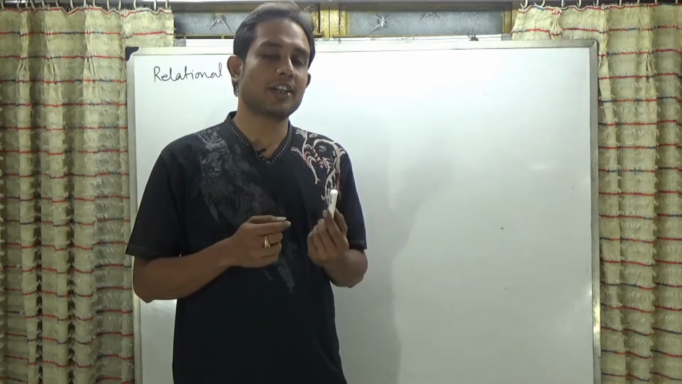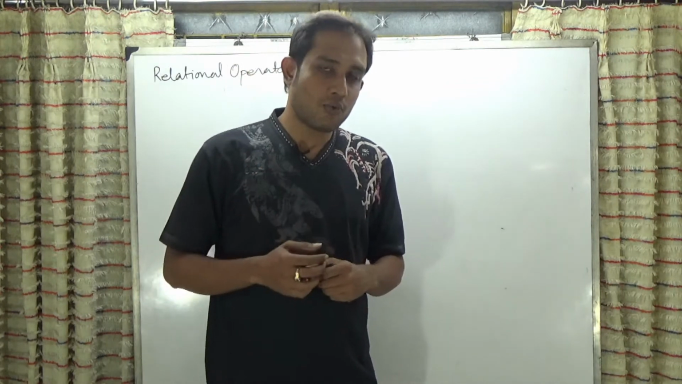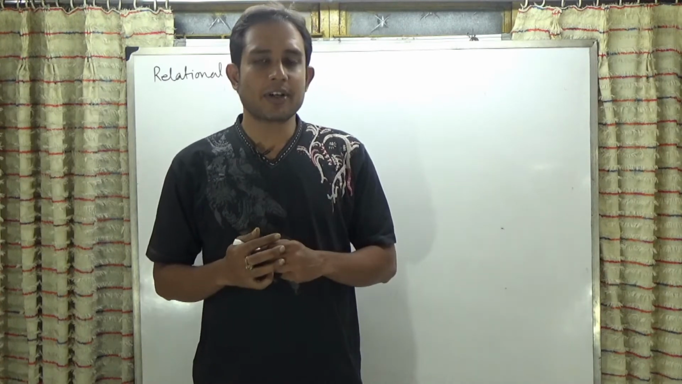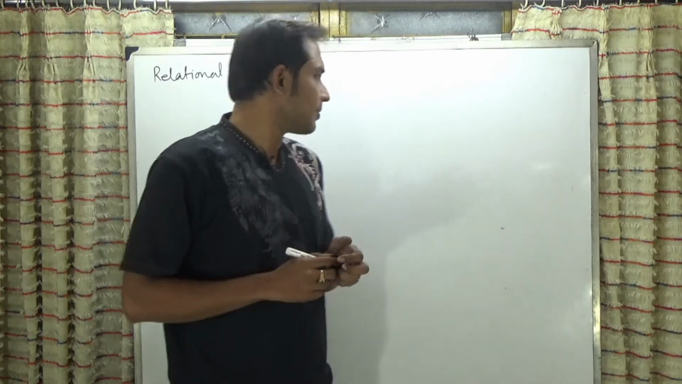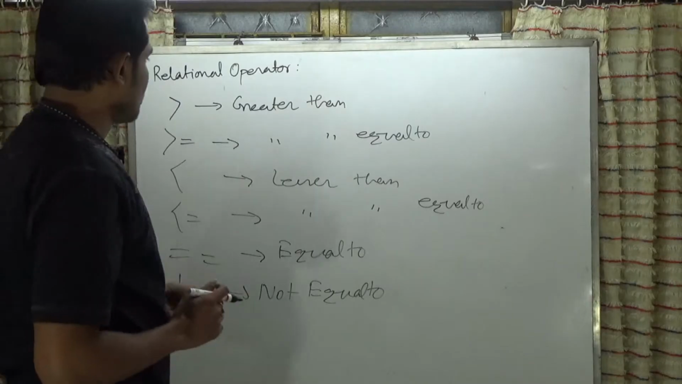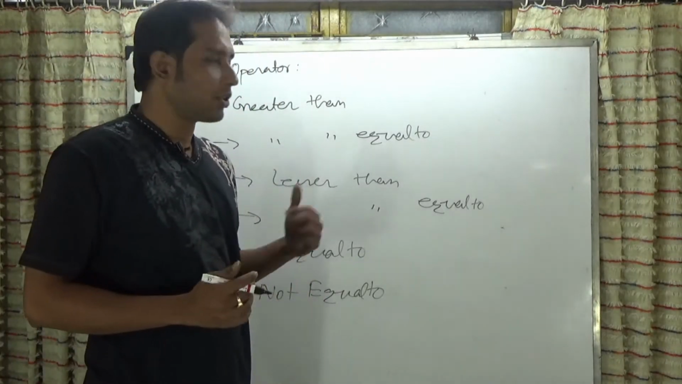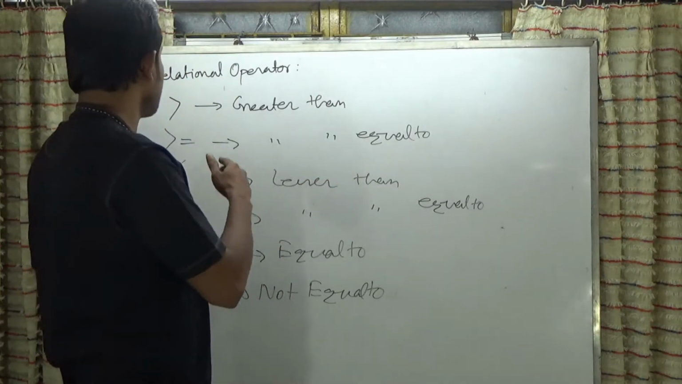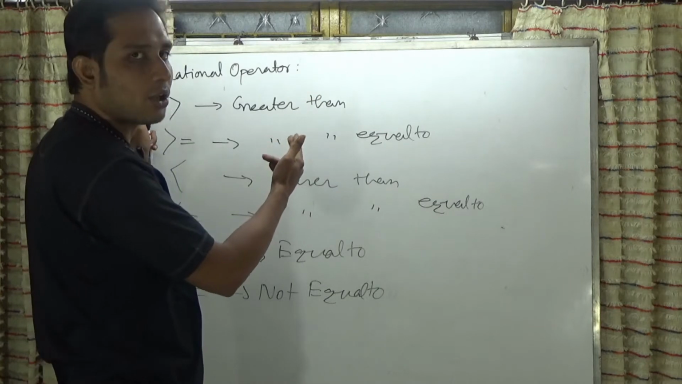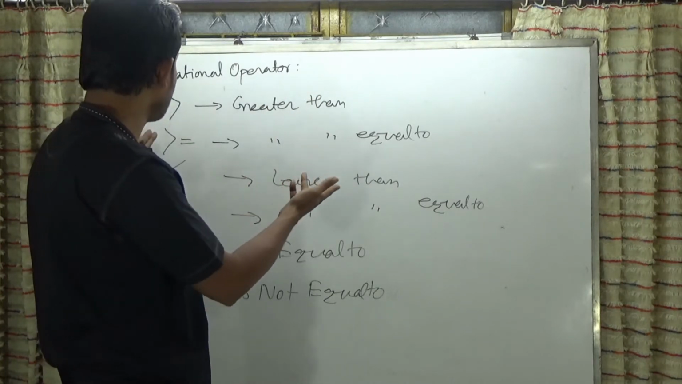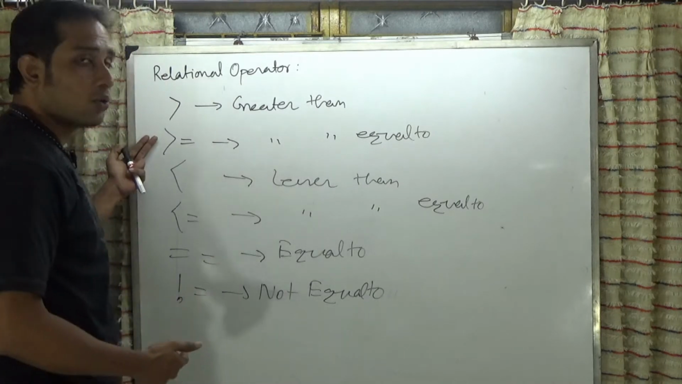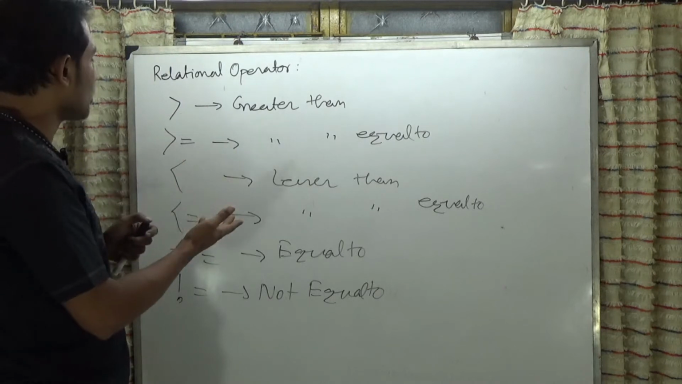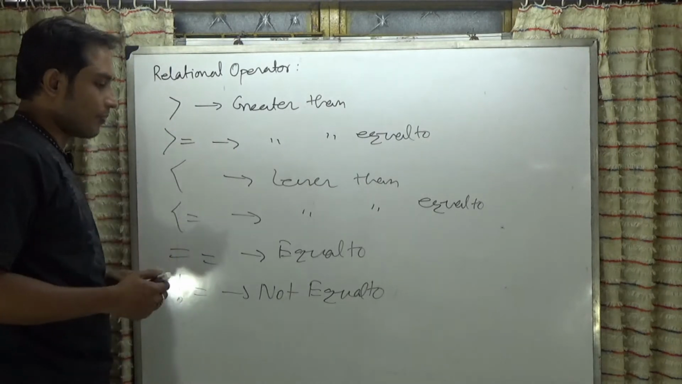True is represented by the numeric value 1 and false by the numeric value 0. There are basically 6 types of relational operators. These are the relational operators in the Python programming language. The greater than sign checks whether the left side operand is greater than the right side value, and greater than or equal to checks whether the left side value is greater than or equal to the right, and so on.